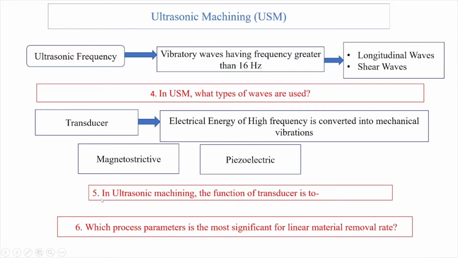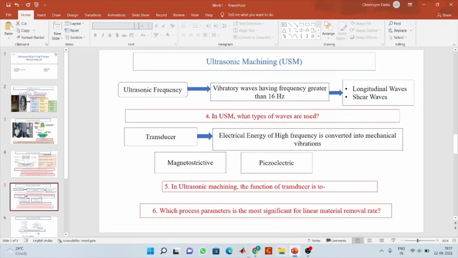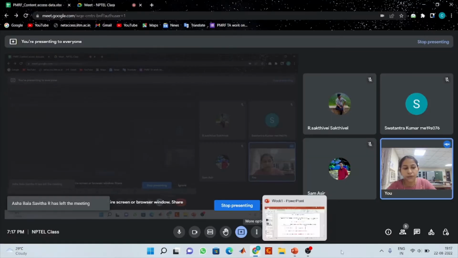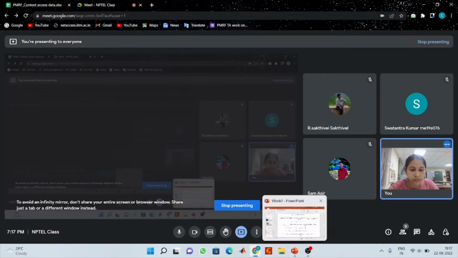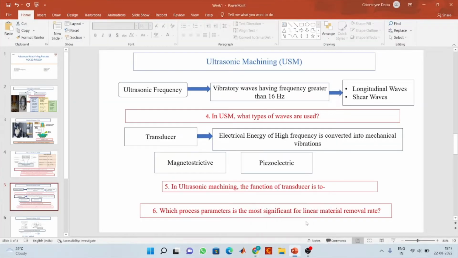So we can answer this question, right? In ultrasonic machining, the function of the transducer is to, can anyone tell? You can use your chat box also. I have discussed it, right? So the function of the transducer is to convert electrical energy of high frequency into mechanical vibration. Okay.